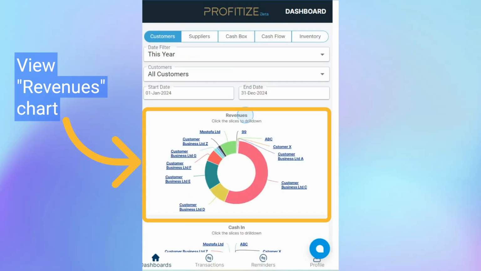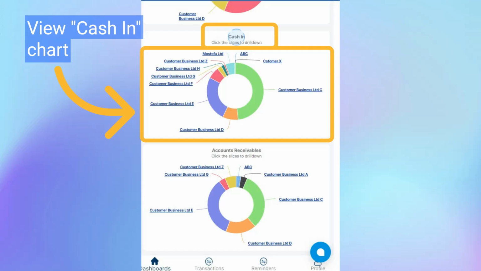Let's scroll down to the Revenues chart to view detailed revenue information for the selected customers. Hover over various sections of this chart to display the amount of revenue and the percent of total revenue from each of my customers. Let's scroll down to the Cash In chart to view detailed revenue information on customers who pay me cash when I deliver my goods or services.